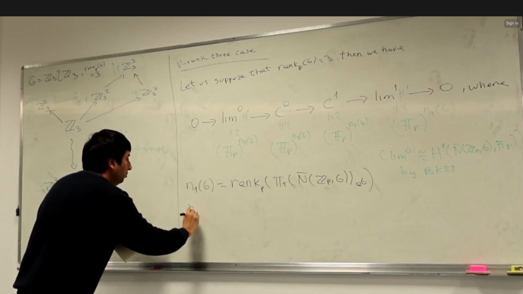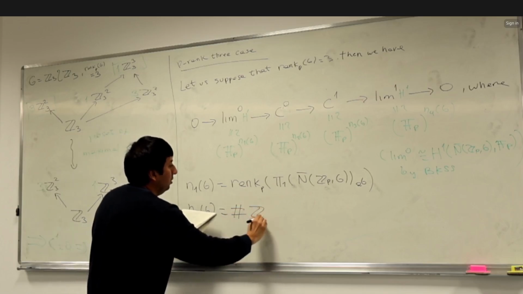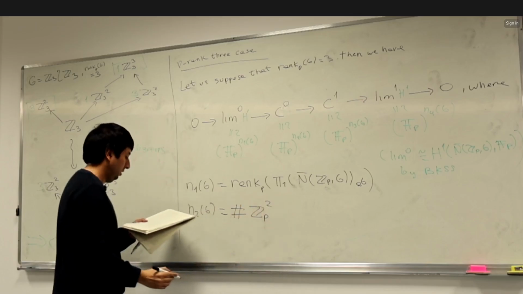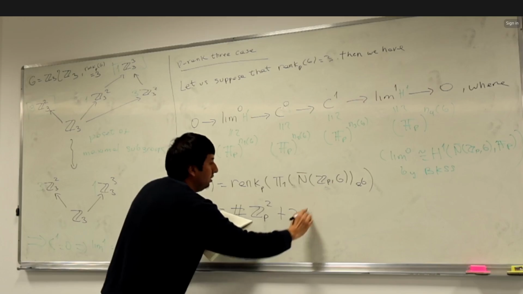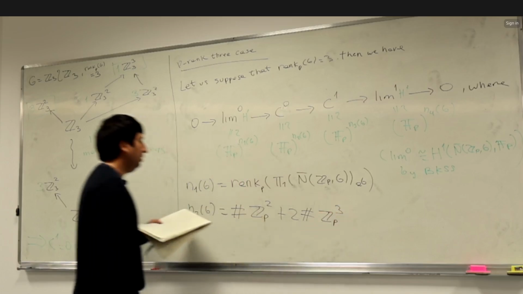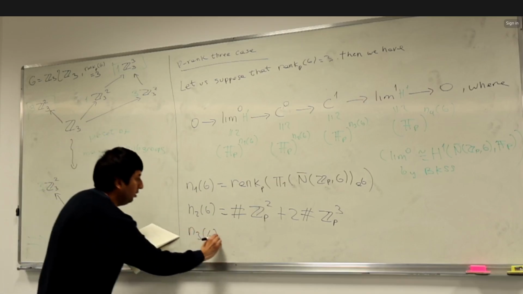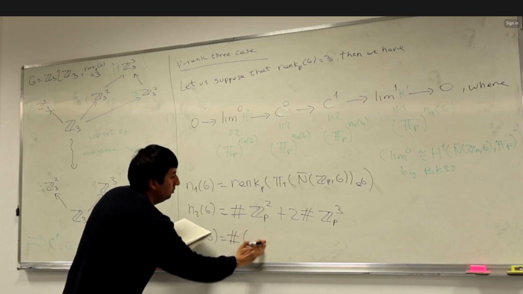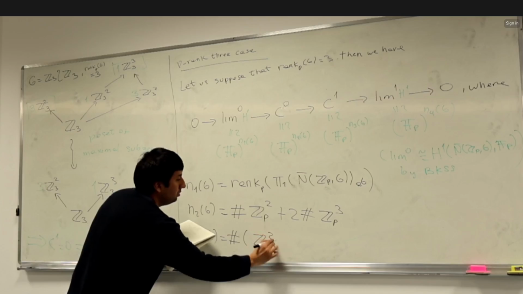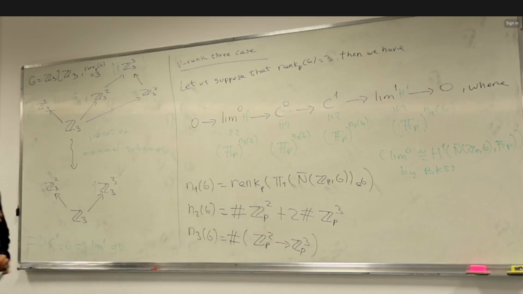Okay. n2 of G is the number of copies of Z mod p squared in the poset plus 2 times the number of copies of C_p cubed in the poset, and n3 of G is the number of inclusions from Z mod p squared to Z mod p cubed. This is just by the definition of this cochain complex.